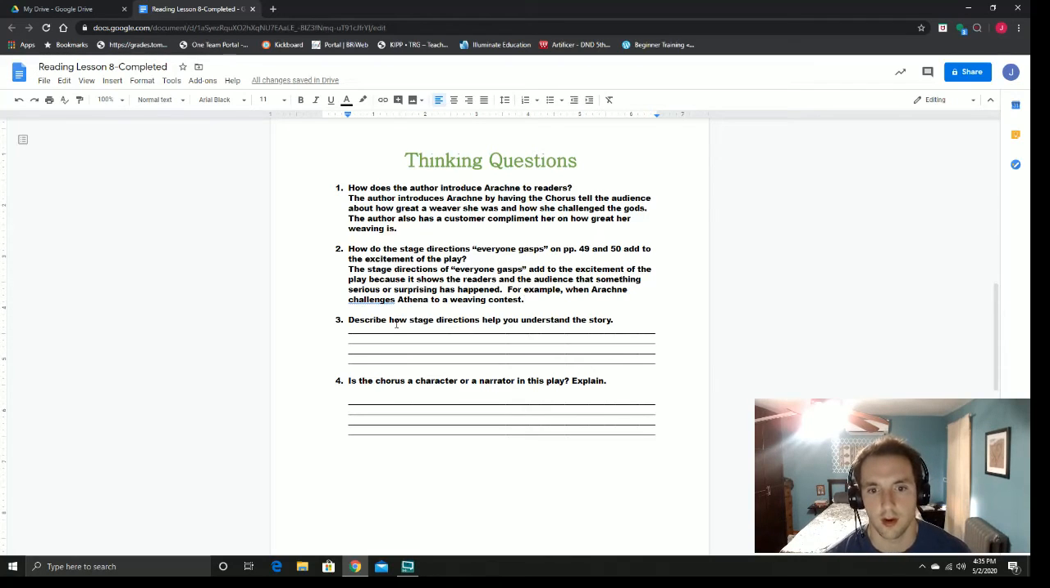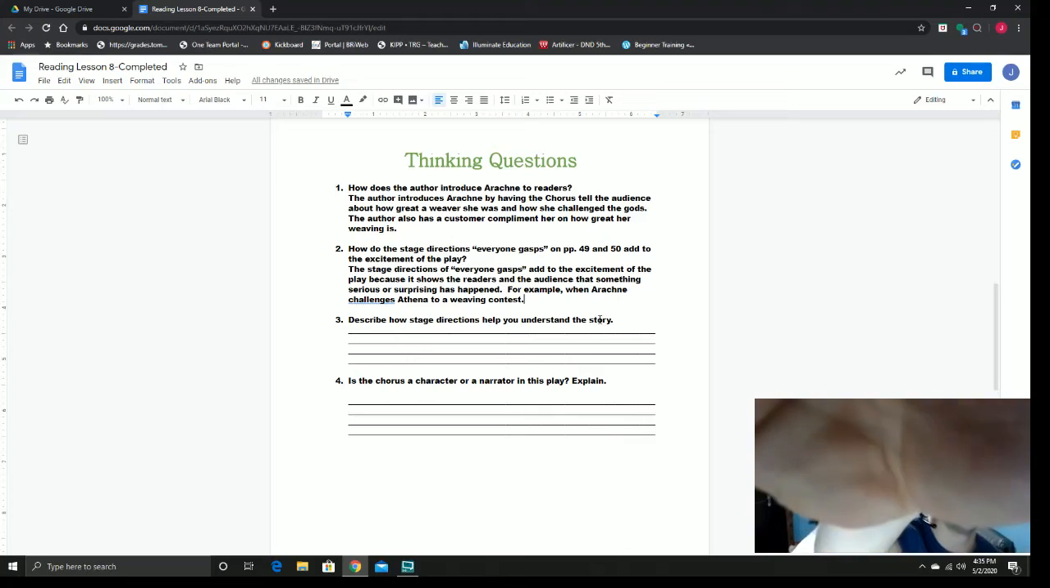Next question says, describe how stage directions help you understand the story. So I would go right now, take a look back in the video, look at the stage directions, and not just the ones that say everyone gasps, the other ones in there. How does it help you understand what's going on in the story? Go ahead and pause the video and take a look. And now that you're back, let's take a look at these stage directions and figure out how they helped us.